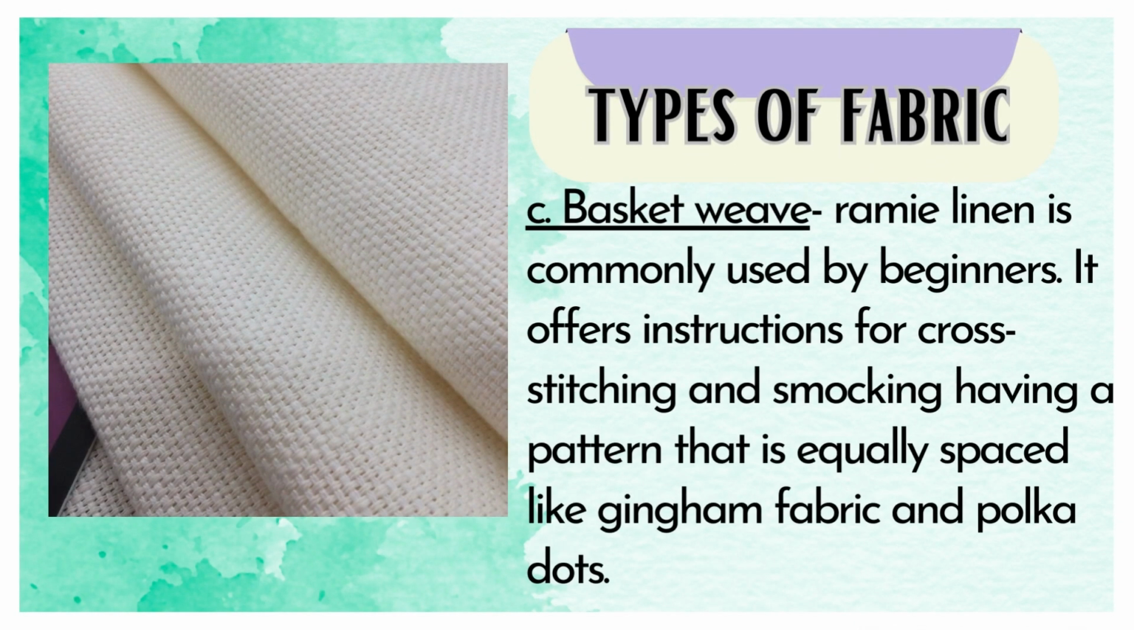Basket weave. One example is the Rami linen. It is commonly used by beginners. It offers instructions for cross-stitching and smocking, having a pattern that is equally spaced like gingham fabric and polka dots. The basket weave pattern is a variation of the plain weaving style of making woven fabrics. The pattern is a result of adding more than one filling and or warp yarns.